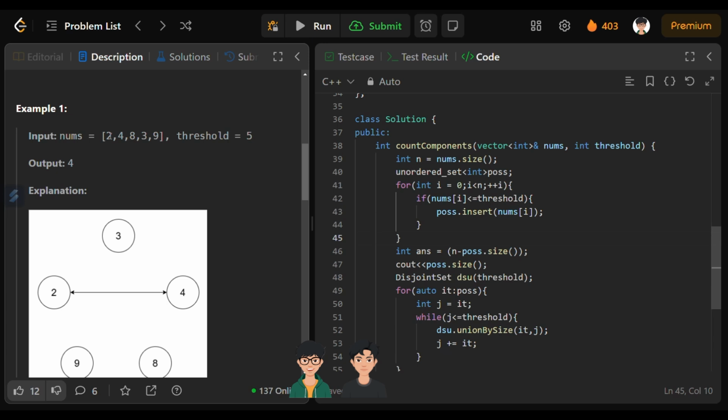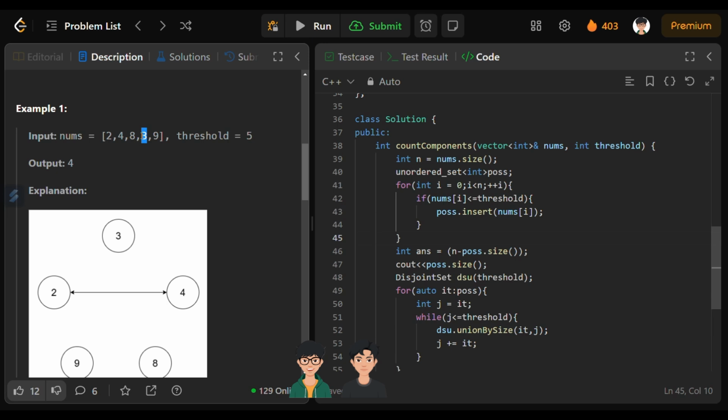If two is there, we will connect all the multiples of two with two. Why we are doing it, you will get it afterwards. You just connect two with all multiples which are less than five, so you are connecting two with four. Now you will do the same thing for four also: connect all the multiples of four which are less than five. You will not do it for eight because eight is greater than five, and you will do it for three also.